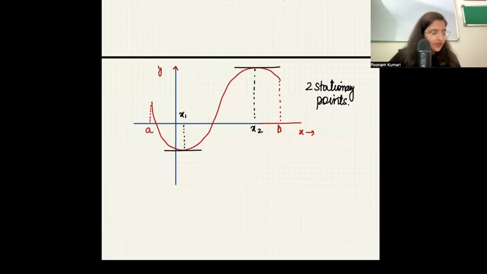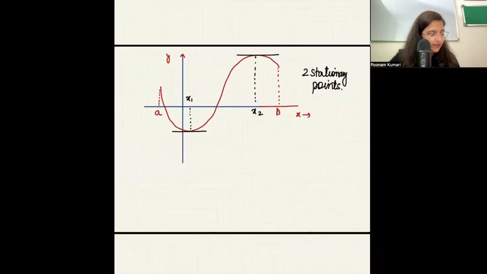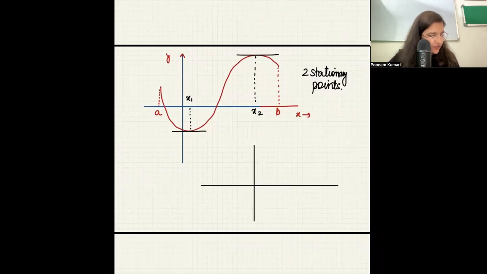Let's see a different situation, and let me draw another diagram. Okay, so let's say I have a diagram which looks something like this. This is, let's say, point A. This is, let's say, point B. And let's say this is point C. And you have to first tell me how many stationary points are there in this particular graph.